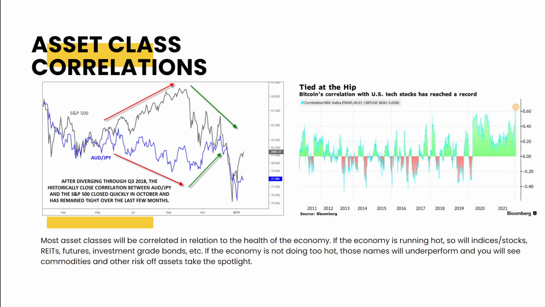And then the other chart that we have here is the correlation as of recent between Bitcoin and U.S. tech stocks. So you see Bitcoin's correlation with U.S. tech stocks has reached a record high as of recently in 2022.